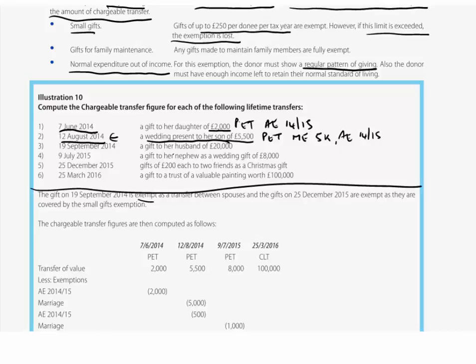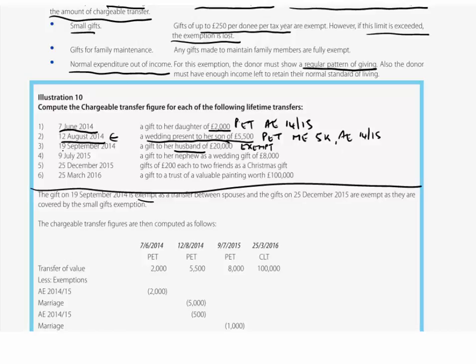19th of September 14, a gift to her husband. Gift to spouse, don't care how much it is, that is an exempt transfer. So no more working to be done there. Not a question of any annual exemptions or anything else. That is an exempt transfer.